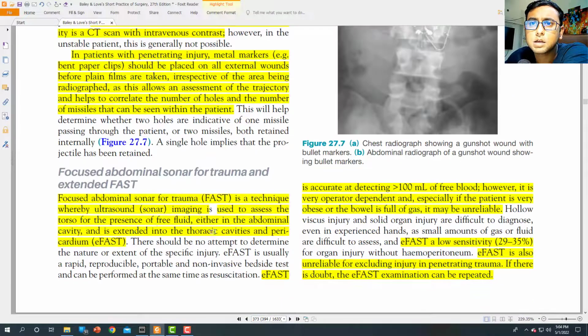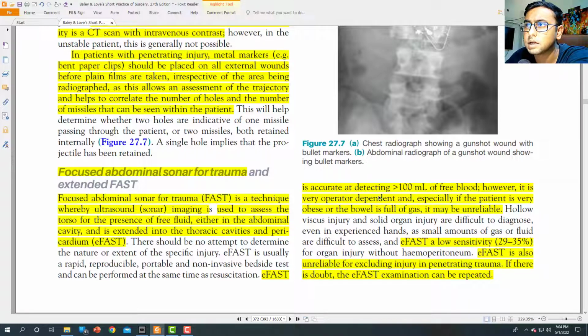Now the next part is the FAST scan, that is focused abdominal sonar for trauma, and extended. FAST is a sonographic technique used to assess the presence of free fluid. It will be positive when there is free fluid in the abdomen and the thoracic cavities. There is no attempt to determine the nature or extent of the specific injury. EFAST is usually a rapid, reproducible, portable and non-invasive bedside test that can be performed at the same time as necessary.